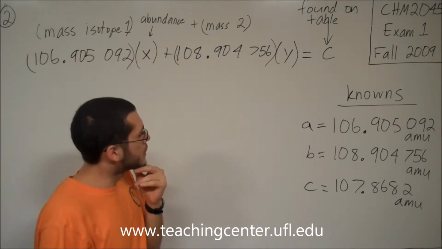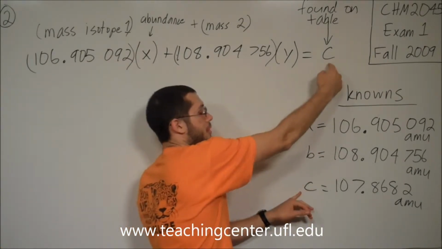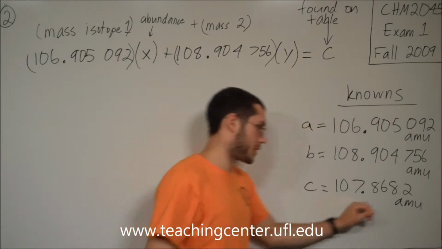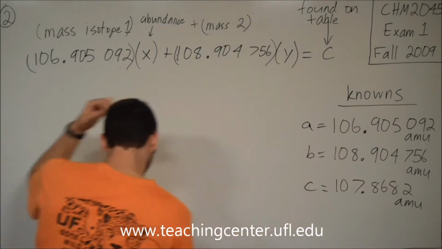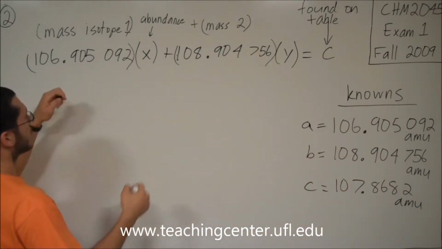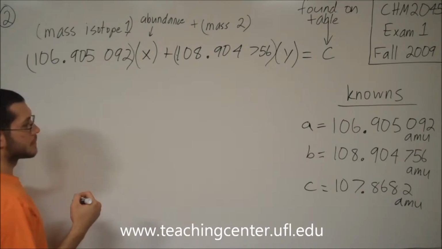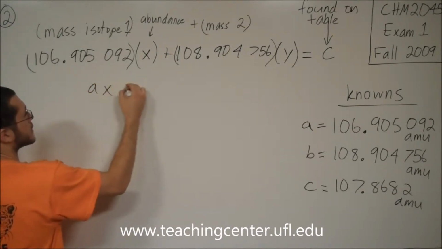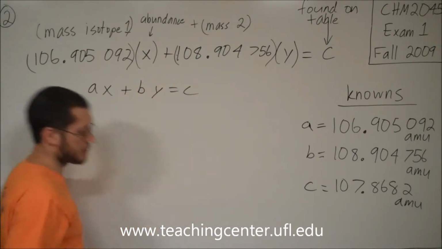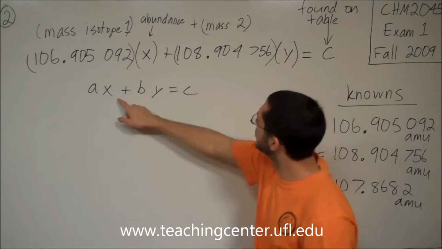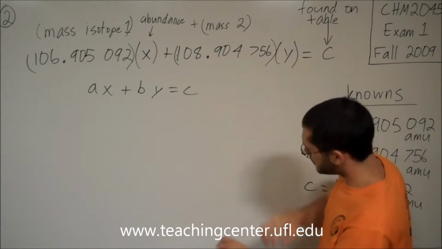Okay, so I've abbreviated that number on the periodic table with C, because I don't want to write down 107 point blah blah blah every time. And I'm going to similarly write down A for the first isotope mass and B for the second isotope mass. So it's going to look something like this: AX plus BY equals C. Now I haven't talked about X and Y yet. X is the abundance fraction of the first isotope, and Y is the abundance fraction of the second isotope.